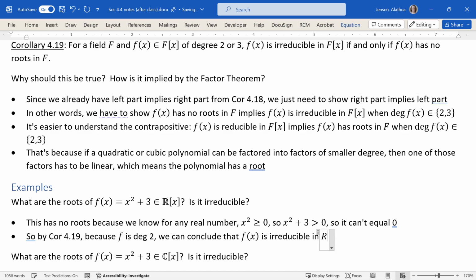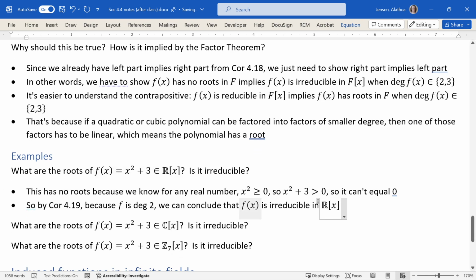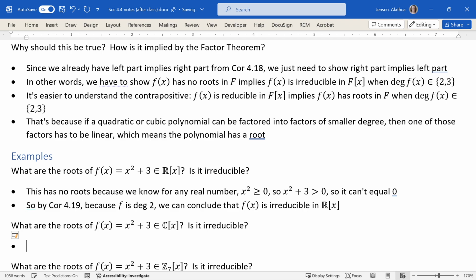in this R bracket x. Okay, now roots of x squared plus 3 in complex numbers. Actually, you can just solve this, set it equal to 0 and solve it. So x squared plus 3 equals 0 implies, just move the 3 to the other side, so x squared equals -3. And then take the square root, and you get plus or minus solutions.